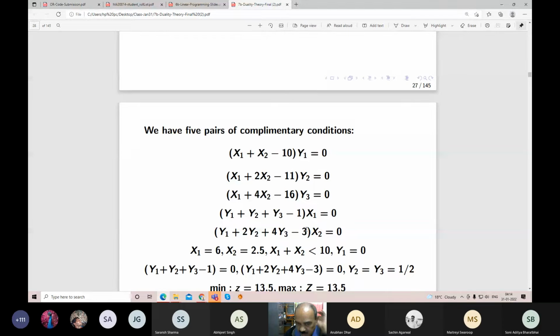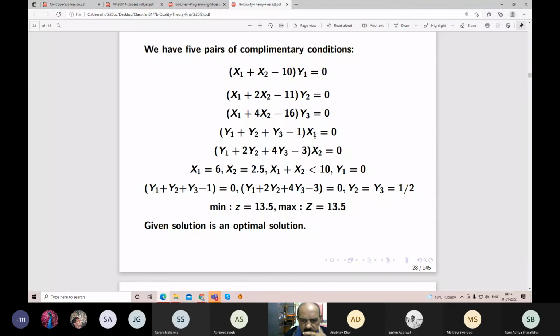Now, the last two I'm using. X1 is 6, not 0. X2, 2.5, not 0. If X1, X2 are not 0, you can write Y1 plus Y2 plus Y3 minus 1 equal to 0. Earlier you have got Y1 equal to 0. So Y2 plus Y3 equal to 1.